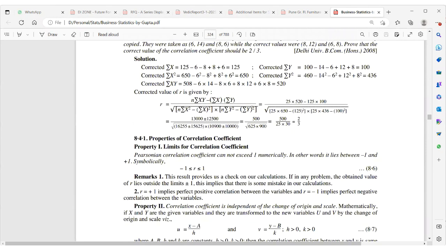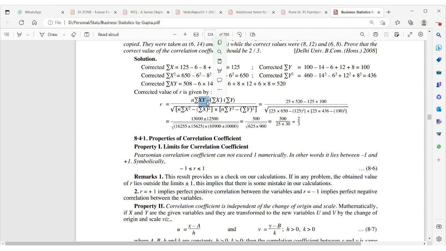We can use this formula also. I told you: summation of xy minus summation of x upon summation of y upon n, under root of summation of x square minus summation of x whole square upon n, into summation of y square minus summation of y whole square upon n. Right? If we replace simple x, y by the shortcut dx, dy, which we already studied earlier.